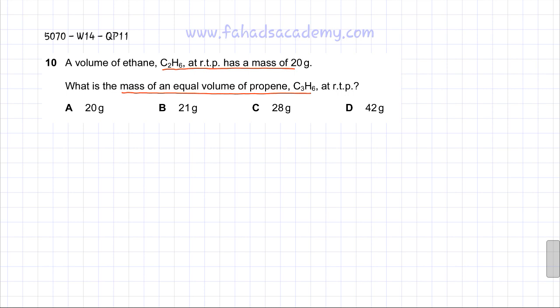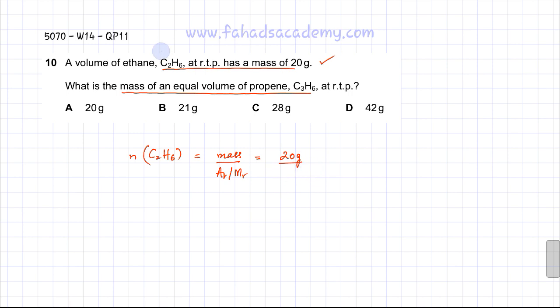The first thing that you need to do is find the moles of C2H6. If you want to find moles, which is n of C2H6, the formula for moles is mass divided by the molar mass. So it's mass divided by Ar or Mr, which in this case is going to be Mr because we're talking about a molecule. So you have 20 grams, that's the mass, divided by the Mr of C2H6.